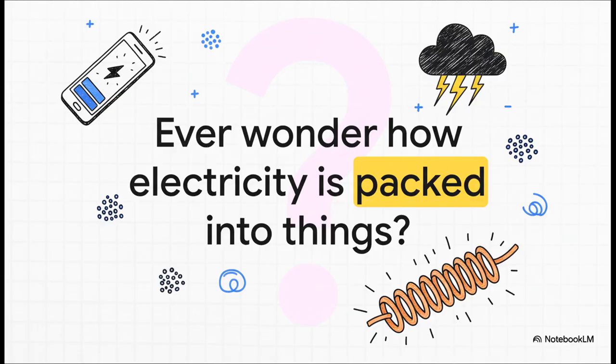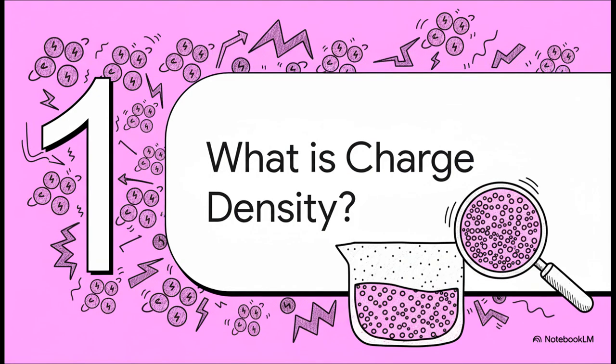So, have you ever really thought about it? That little battery in your phone, a massive storm cloud, even a simple copper wire, they all hold an electric charge. But how concentrated is it? How much of that electricity is crammed into any given space? That's the big question we're tackling today. And the concept that gives us the answer is, you guessed it, charge density. It's the one physical quantity that tells us exactly how packed in that electricity really is.